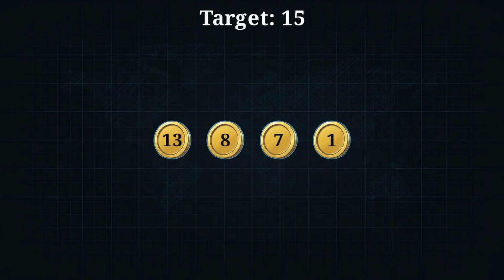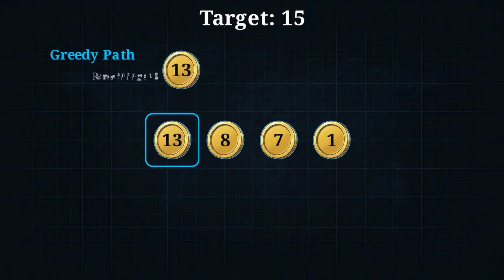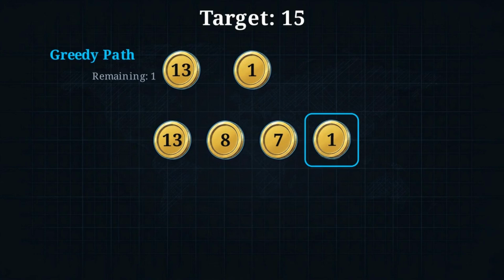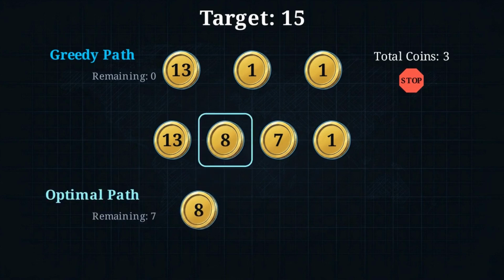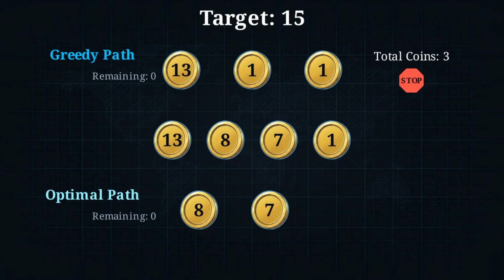Let's look at this coin selection scenario to see the fatal flaw in that speed. If we need a specific target value, the greedy path immediately grabs the largest coin possible. That rigid rule forces it into a corner, and it requires 3 coins total to finish the job. A smarter path ignores that initial large coin and hits the exact target using only 2. Because greedy algorithms cannot backtrack to correct a bad choice, their mistakes are permanent.